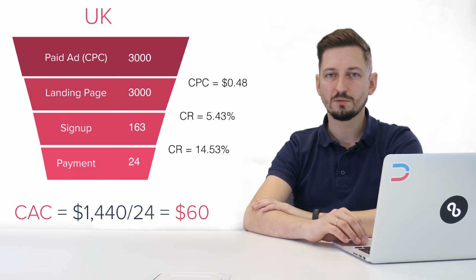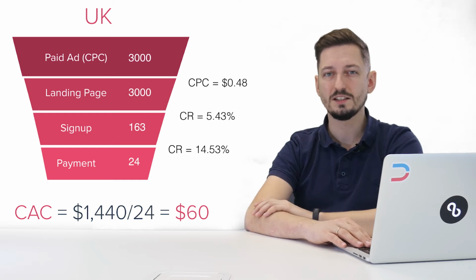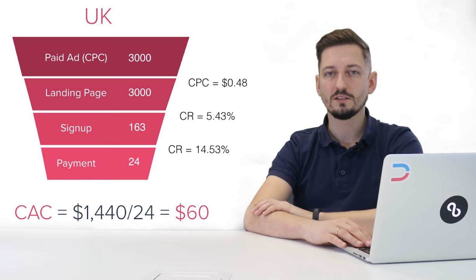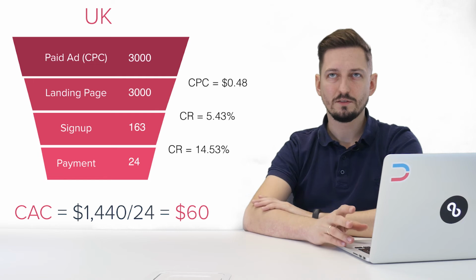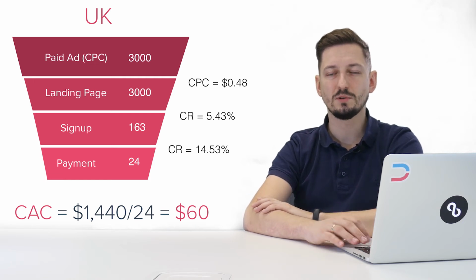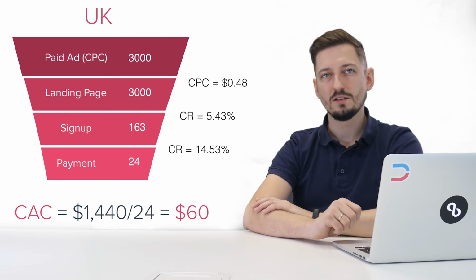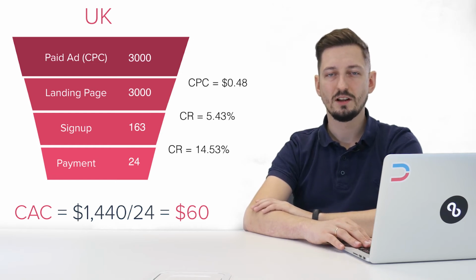The conversion rate was higher on the UK market, which gives us 163 signups, considering the same amount of traffic that landed on the landing page. Getting further, the conversion rate was about 14.5%, so it gives us 24 customers in the UK funnel. Calculating CAC gives us $60 on average per customer, which is 4 times less than on the US market.